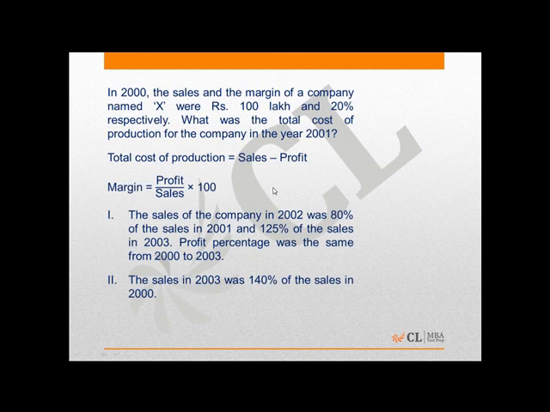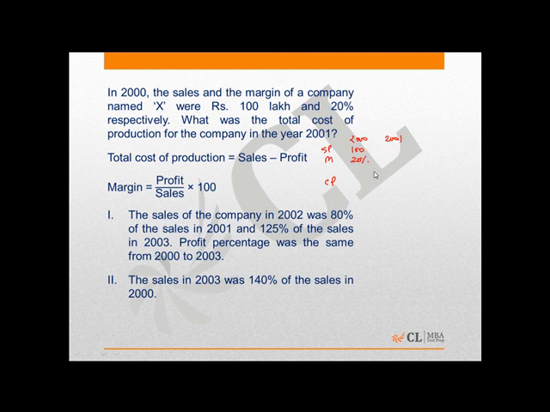Next, in 2000, the sales and the margin of a company named X were 100 lakhs and 20% respectively. So in 2000, there is a selling price, there is a margin. So selling price is 100 lakhs, margin is 20%. What was the total cost of production in 2001? So you have to find CP in 2001.